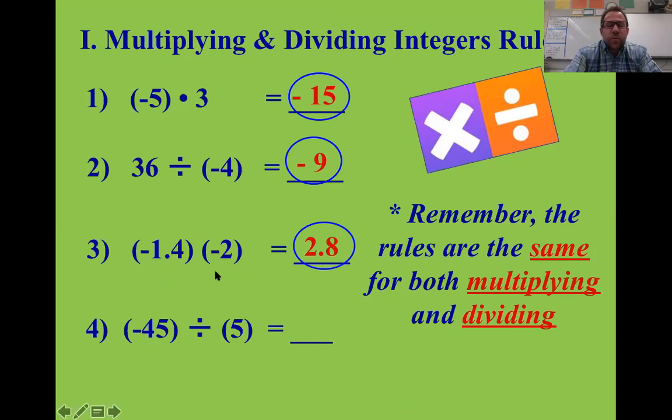Okay, and then on the last one here, number 4, we have a negative divided by a positive. Negative 45 divided by a positive 5 is going to give us negative 9. Okay? All right, so those rules are not too difficult.